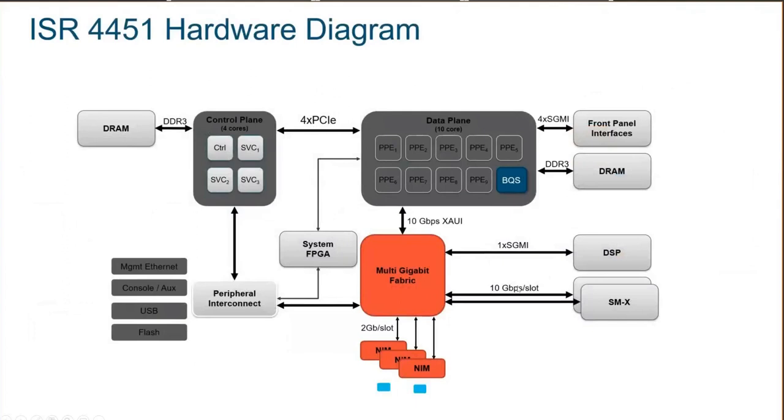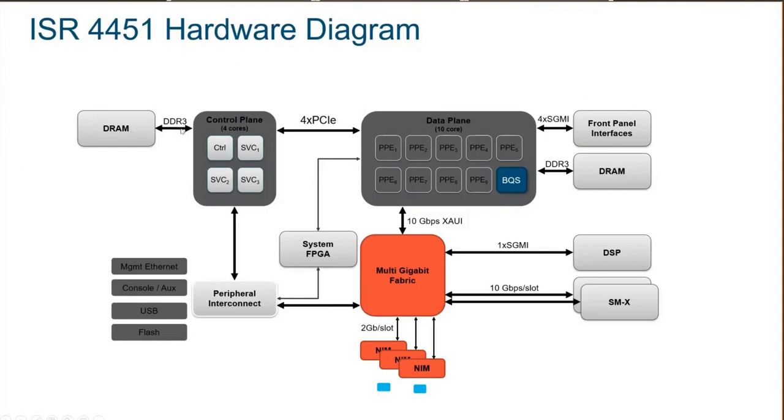So this is the hardware overview of the hardware design of ISR 4451. This is the control plane. The main system management can be done from here. It will have 4 cores. You can run multiple service containers, and the IOSD will be running here as a daemon process.